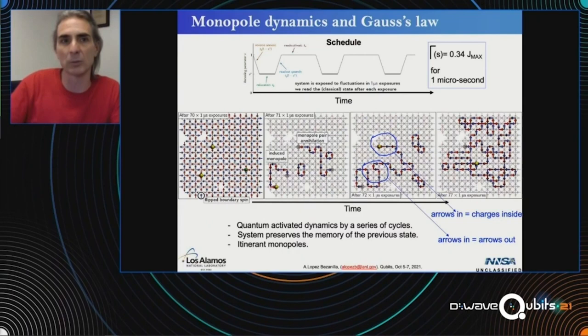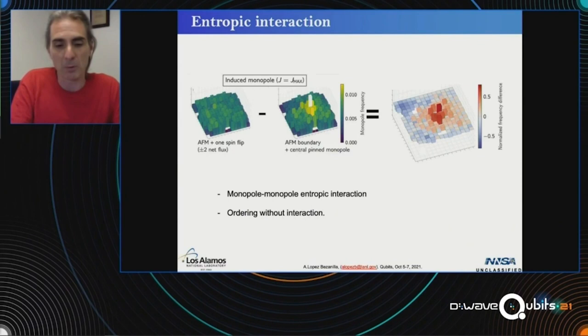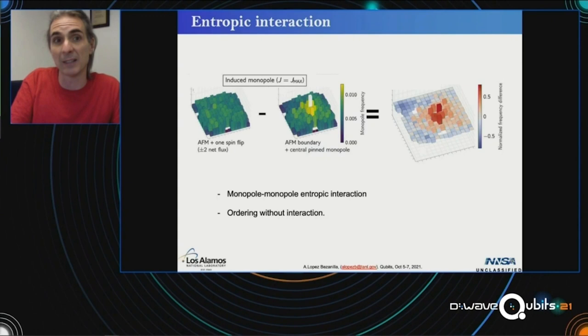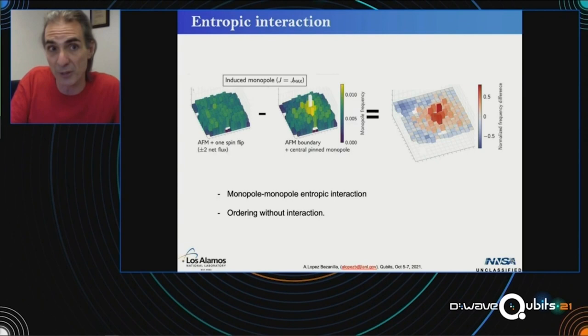So with that, I'm running out of time. Just to mention that we can have monopole entropic interactions, defining the ordering of the monopoles in the lattice, even though the interaction between monopoles is restricted to only first neighbor interactions.